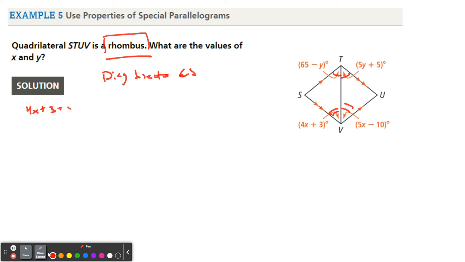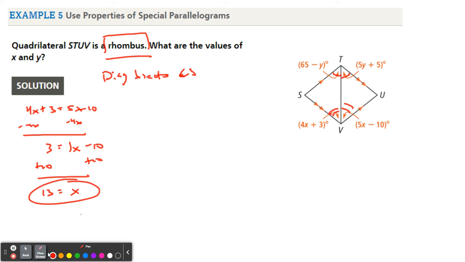4x plus 3 equals 5x minus 10. Let's subtract the 4x on both sides to get the x's together. 4x's cancel. 3 comes down. 5x minus 4x is 1x. The minus 10 comes down. Add 10 to both sides. 3 plus 10 is 13. I don't need the 1 in front of the x. X is 13.